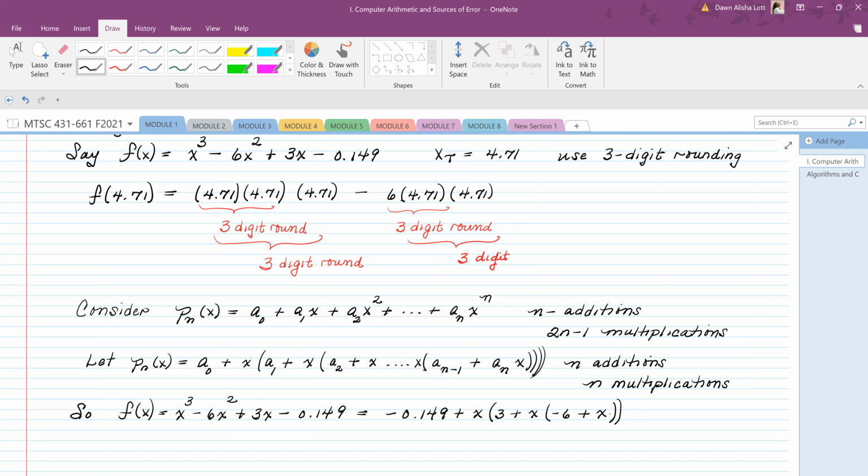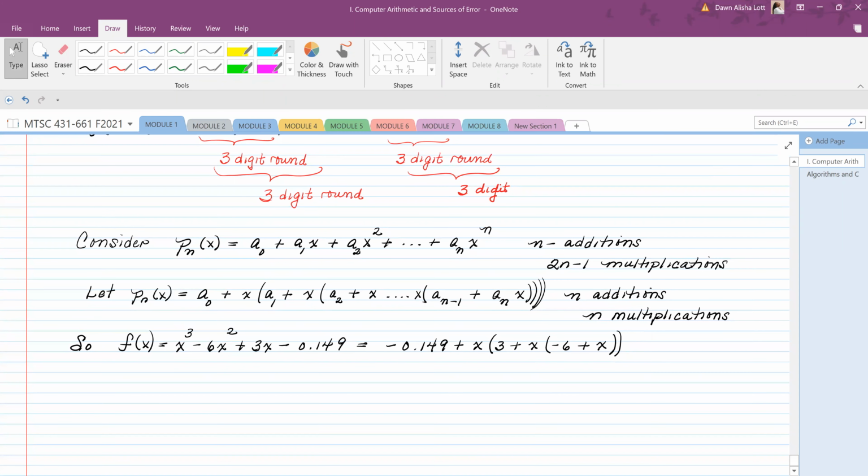And then I still get the 3x. Okay, so now I will compute negative 6 plus x. Then I will do 3-digit rounding. Multiply that by x and do 3-digit rounding. Add 3 and do 3-digit rounding. Multiply that by x and do 3-digit rounding. And then subtract off 0.149 and do 3-digit rounding, and I'm done. Okay, any questions about that?